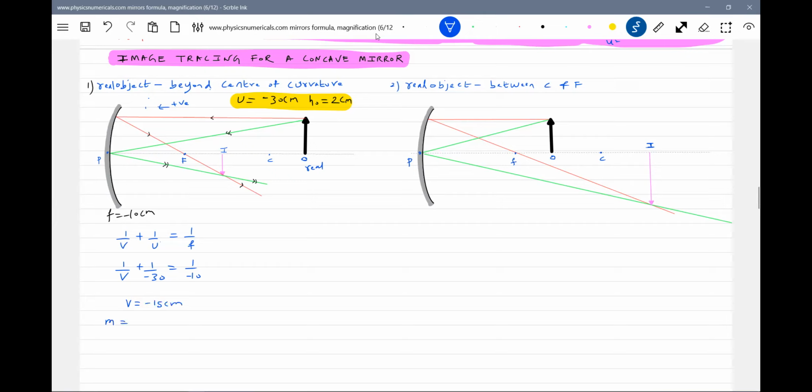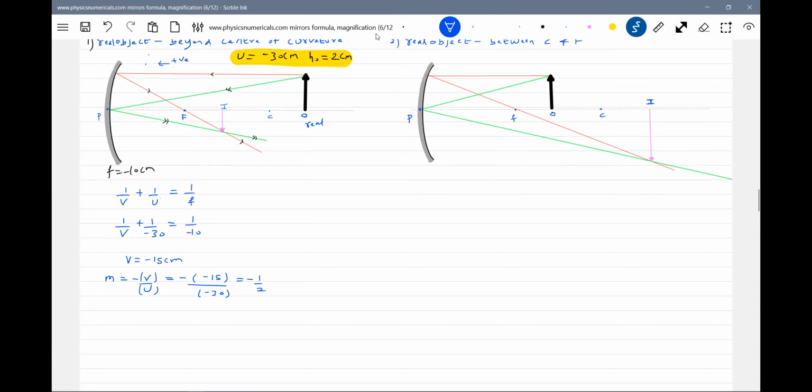Let's calculate the linear magnification. Substitute v and u with sign. v is how much? Minus 15. u is how much? Minus 30. So this will be minus 1/2. This is the linear magnification.